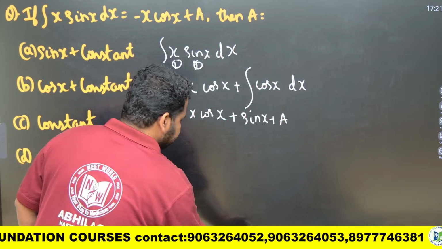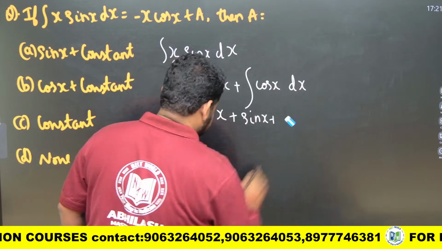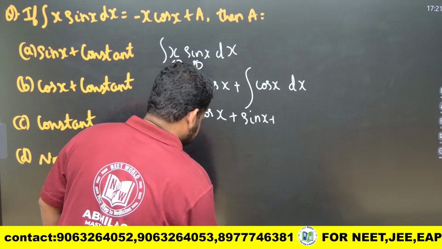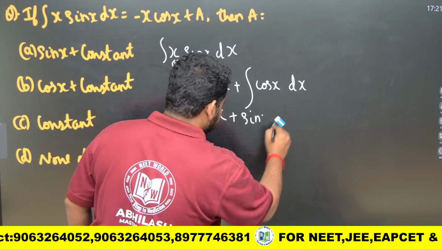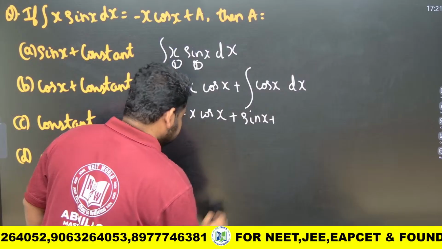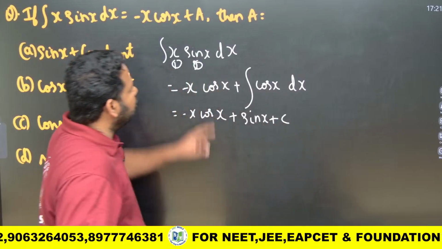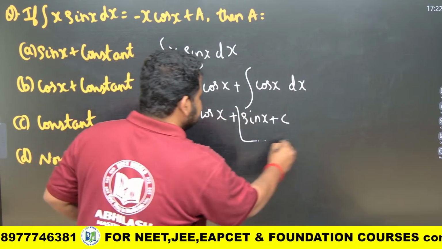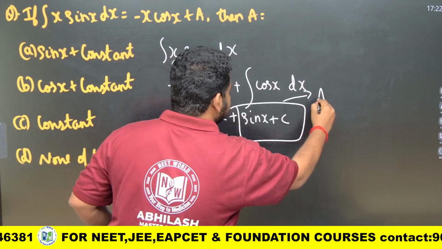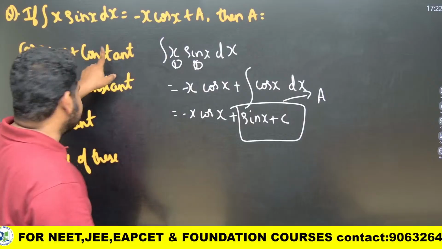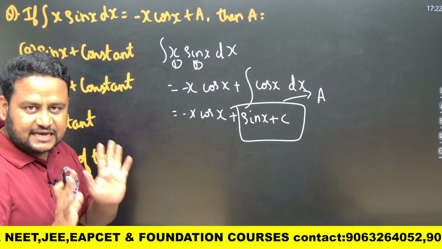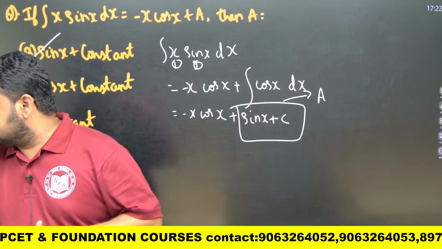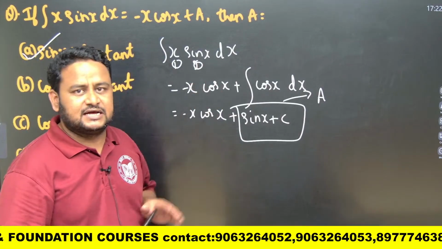It is not a, actually the constant of integration is plus c. Now what are they asking? Minus x cos x plus a, where a is this entire thing. So the answer is sin x plus constant. That is option A, the correct answer, friends.